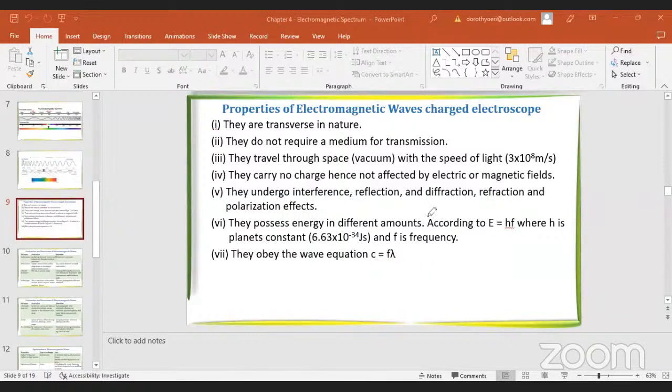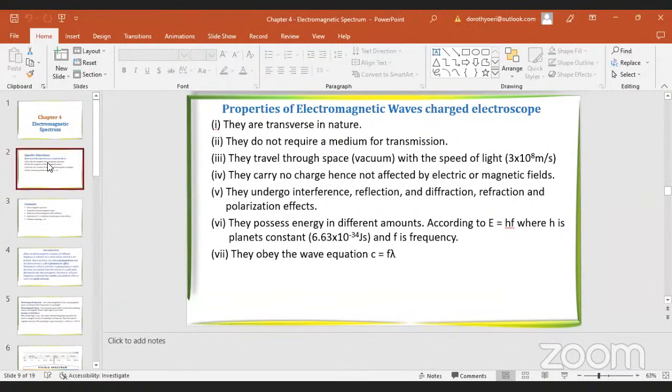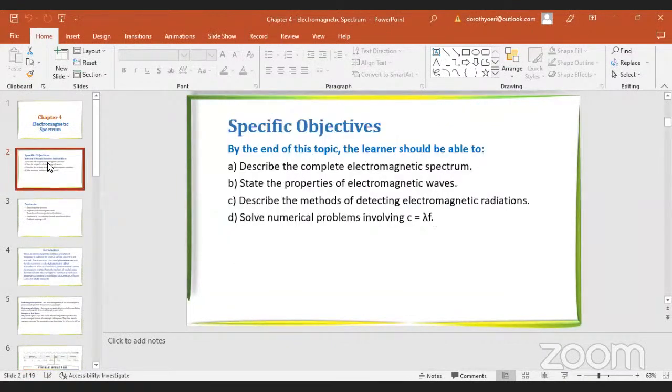As I said earlier, when we move on to cathode rays and x-rays, more equations are going to come in, and sometimes you need to combine several equations. Therefore, I'm going back to the starting point where we started our notes, the objectives. The objectives were to describe the complete electromagnetic spectrum, which I've shown you. The next was to state the properties of electromagnetic waves, which we have done. Then detecting electromagnetic waves, which we have also done. And we have solved numerical problems involving the equation C equals lambda times F, and energy equals Planck's constant times the frequency.